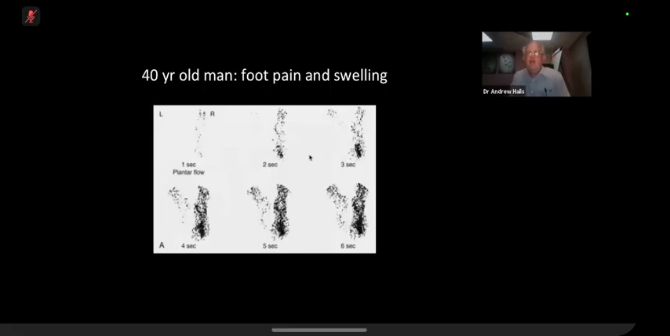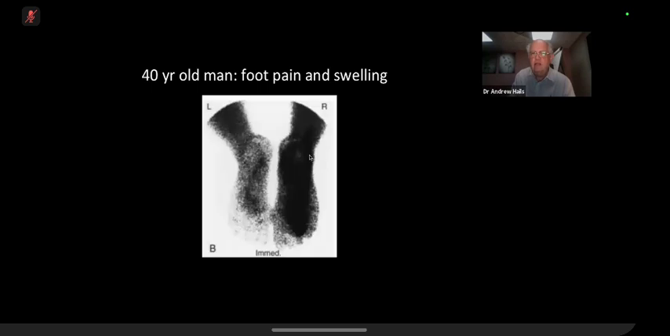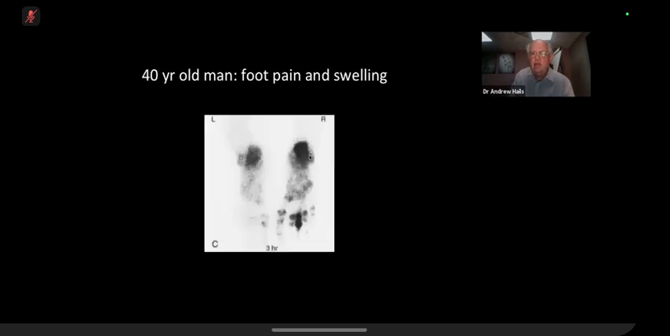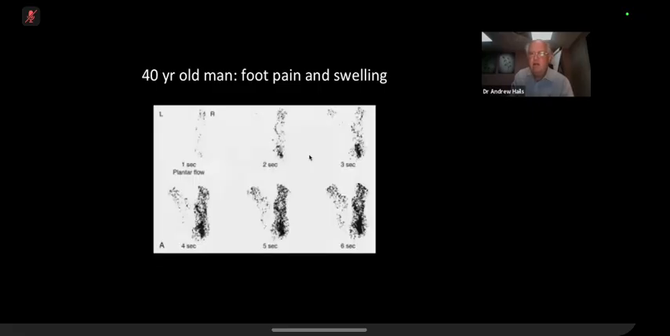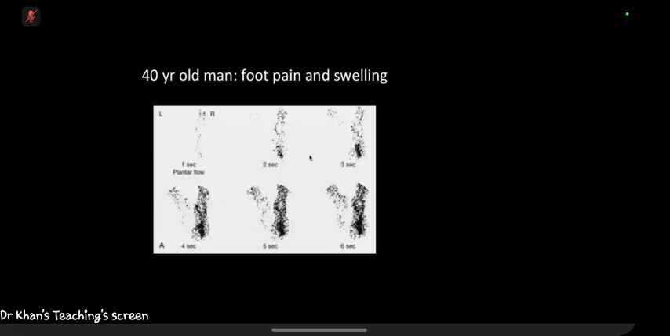Right, okay. So a 40-year-old man with foot pain and swelling. I've got these 3 sets of pictures. What can you tell me about them? Yeah, so these are several images of a bone scan. This initial image is the initial blood flow, which shows what I think is normal uptake on the right side, but reduced rate of uptake on the left.